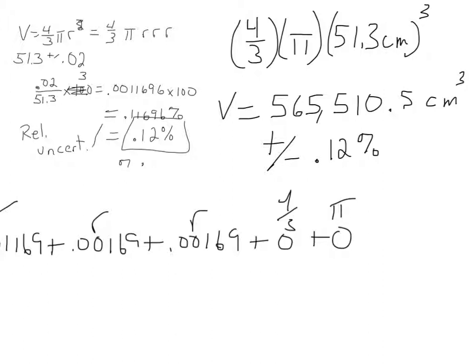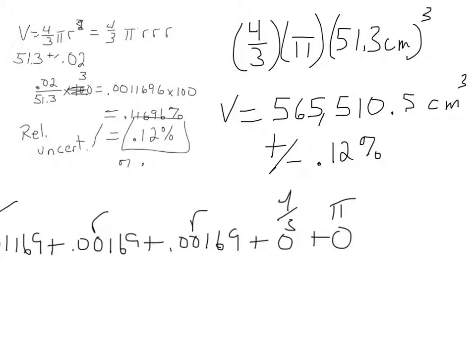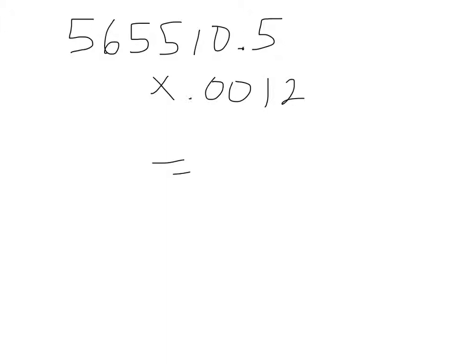So 565,510.5. How do we go from a percentage to the actual? James? Multiply the 565,510.5 times 0.0011696. Right, because we have to convert that percentage into a decimal. So we're going to multiply by 0.0012. And what does that give us? Either one works. 661.4. Okay, close enough for our purposes here.